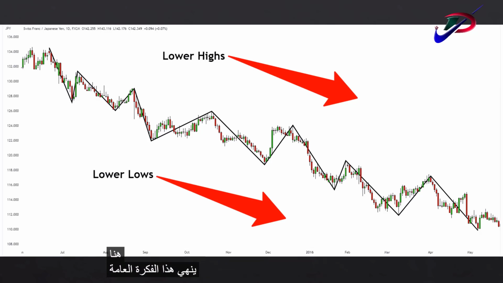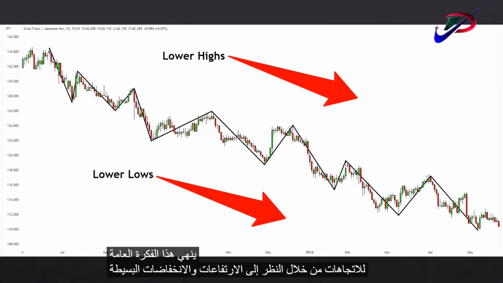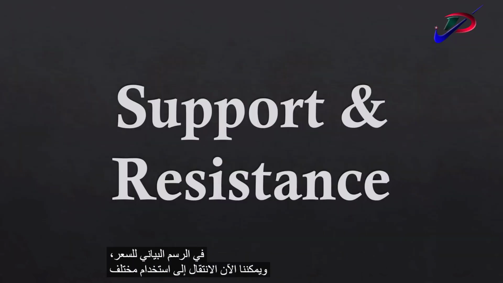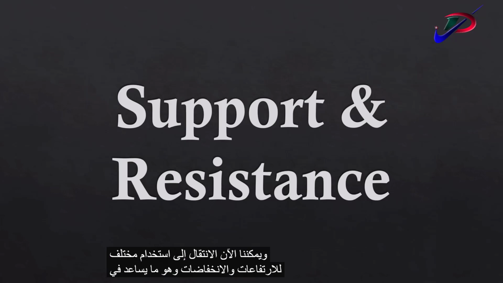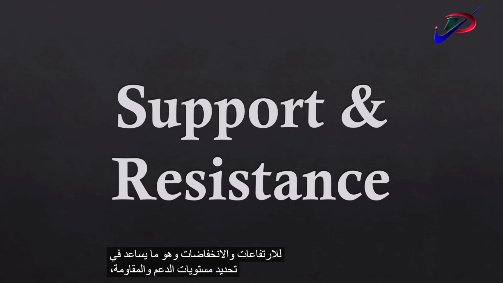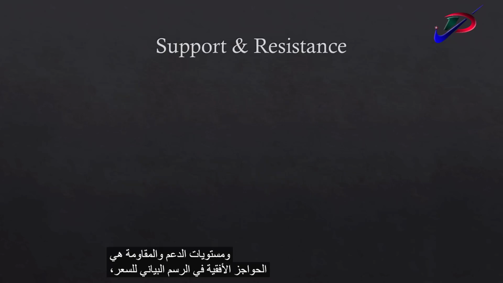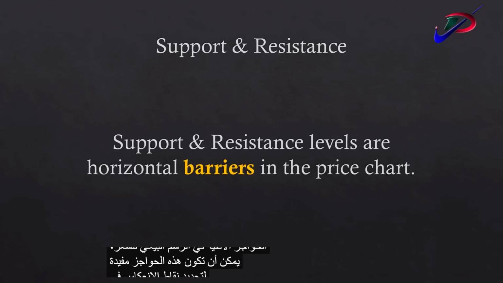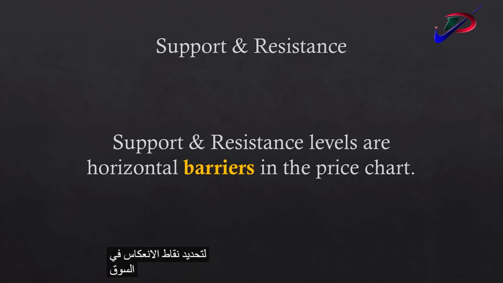This finishes off the overall idea of trends by looking at simple highs and lows in the price chart. We can now move on to a different use of highs and lows, which is to help in the identification of support and resistance levels. Support and resistance levels are horizontal barriers in the price chart. These barriers can be useful for identifying reversal points in the market.